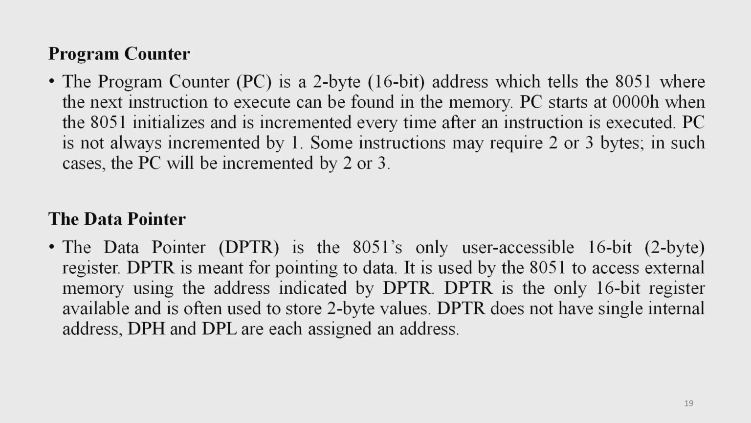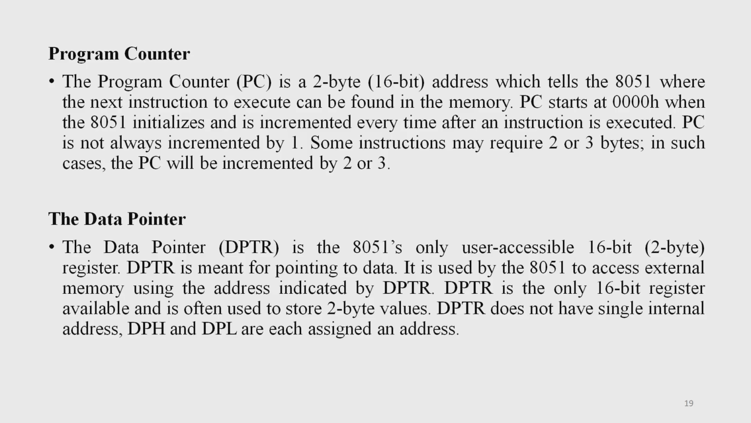Then the program counter. It is a 16-bit register, which means a 2-byte address which tells the 8051 where the next instruction to be executed is. Here the program counter starts at 000H when the 8051 initializes, and it is incremented after each instruction is executed. The program counter is not always incremented by 1. Based on the instruction we are giving, it will get incremented by 2 or 3. This is the purpose of the program counter.